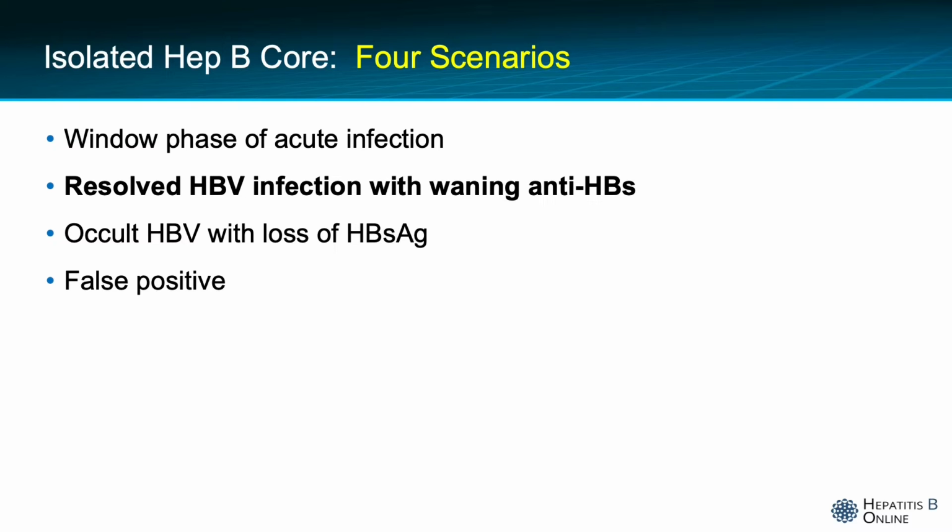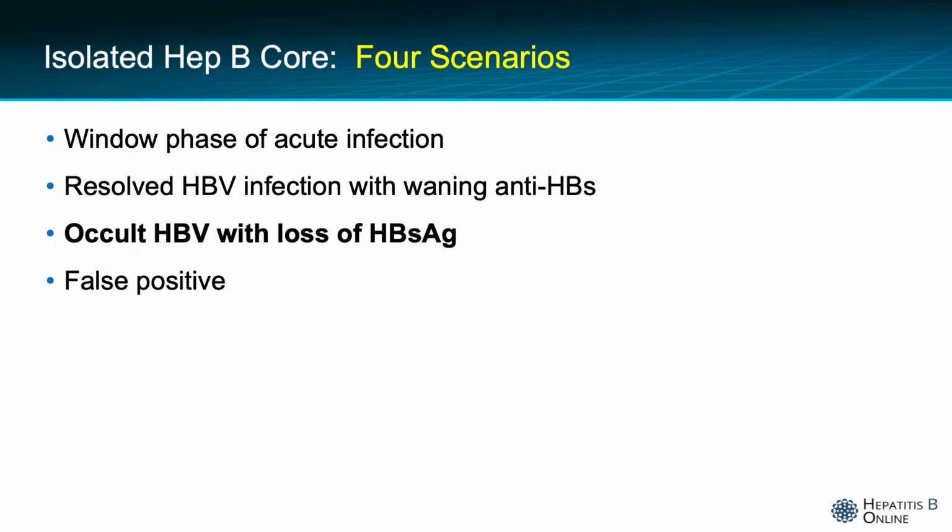The second scenario is when you have someone who has seen hepatitis B and they have gone on to resolve their infection, but they basically had waning of their surface antibody to a level that is less than 10 or 12 international units per liter, which, depending on the assay, is the threshold we consider protective.